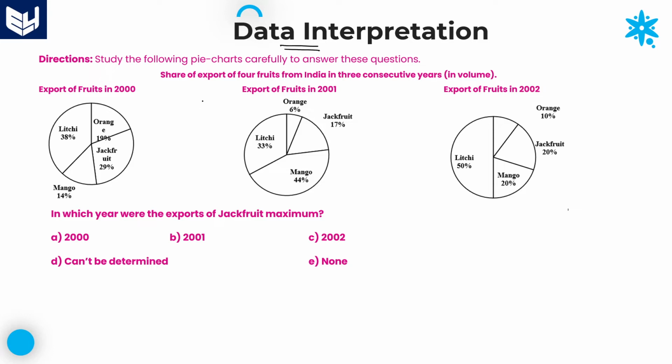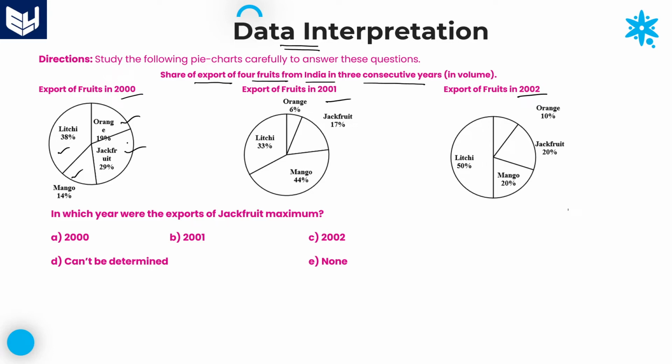Look at the information given here: share of export of four fruits from India in 3 consecutive years in volume. Here, it is just information about the export of four fruits from India in 3 consecutive years: 2000, 2001, 2002. The four fruits are orange, jackfruit, mango, and lychee. These are the four different fruits.